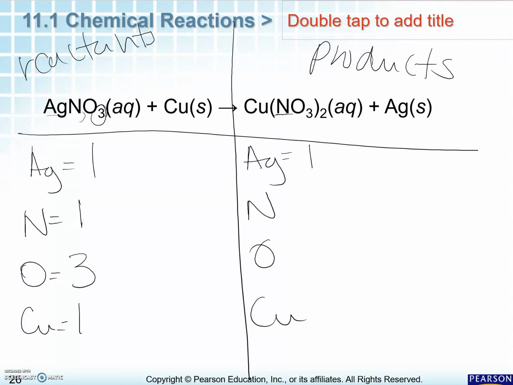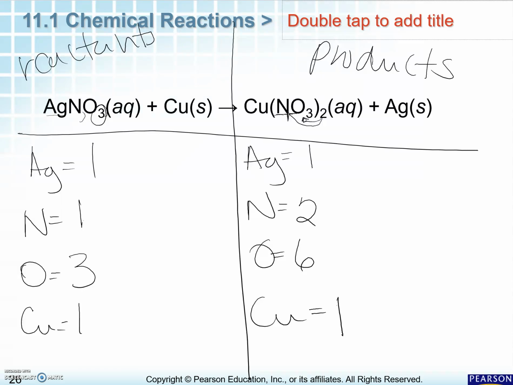N has no subscript, but remember, if it is inside parentheses, you're going to distribute to figure out how many of each we have. So if you were to take 2 times that subscript of 1, you now have 2 nitrogens. Oxygen, you're going to do the same thing. You're going to take that 2 and multiply it by its subscript. And now we have a total of 6 oxygens on the right. And copper, once again, has no subscript. It is outside of those parentheses, so it has a number 1.